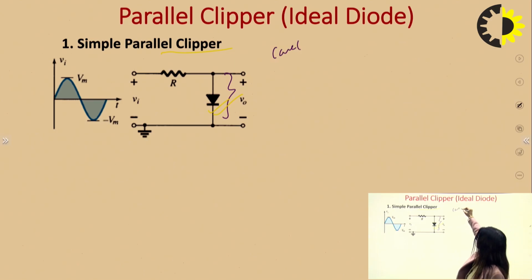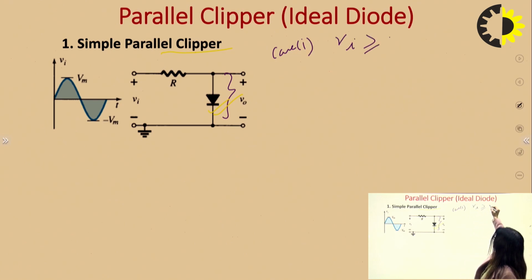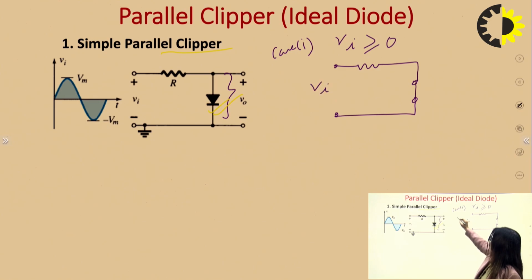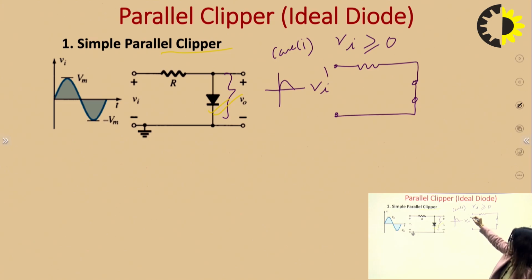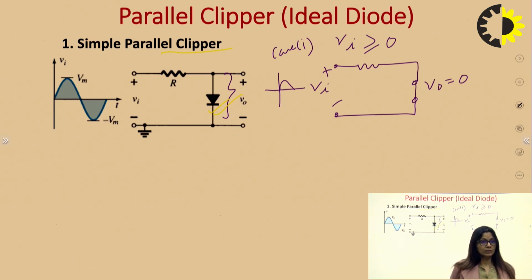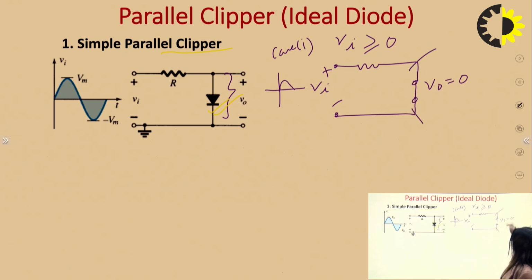Case 1, when Vi is greater than 0, the diode is forward bias. This is a short circuit. I am talking of this particular part of the waveform, plus minus. So output is here 0 volt, because the resistance is 0 between these two terminals. So there would be no voltage.